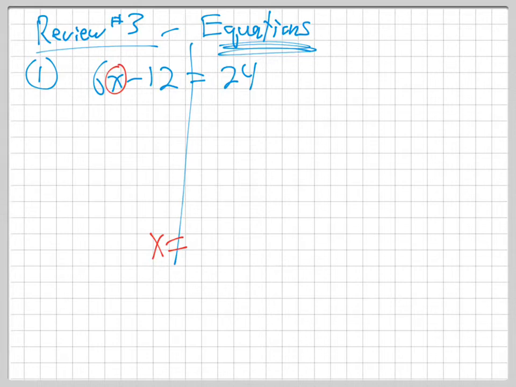All right, so that means we have to lose the 6 and lose the minus 12 to get that X alone. So what do we do first? Add the 12. We do the adding and subtracting first. We save the dividing for last. Yeah. Add 12, add 12. We do it to both sides. If they were equal before, treat them the same, they'll still be equal.